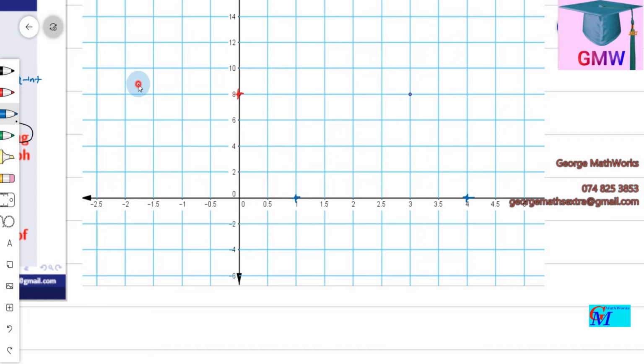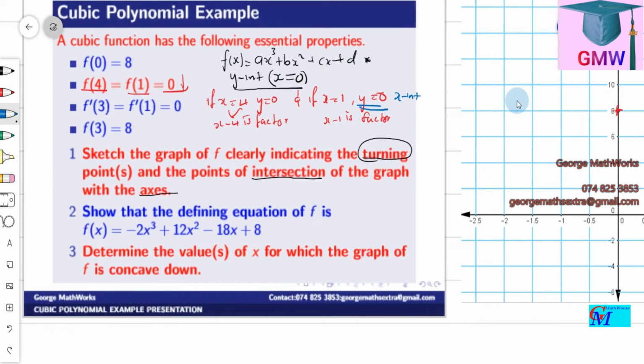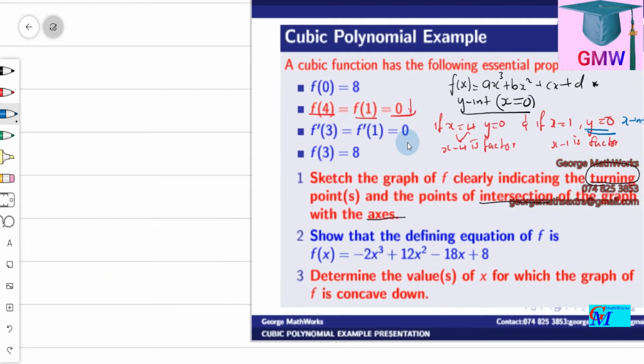Then we go back again to the information. It reads here that f'(3), the first derivative when x is 3, is the same as the first derivative when x is equal to 1, and this is equal to 0. Now, when we discuss the first derivative, let me take this to the side. If f'(x) is equal to 0, this will give us a turning point.